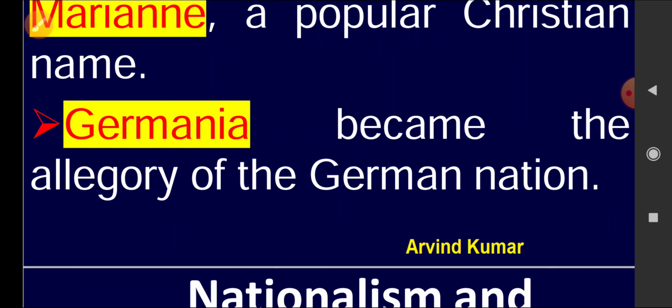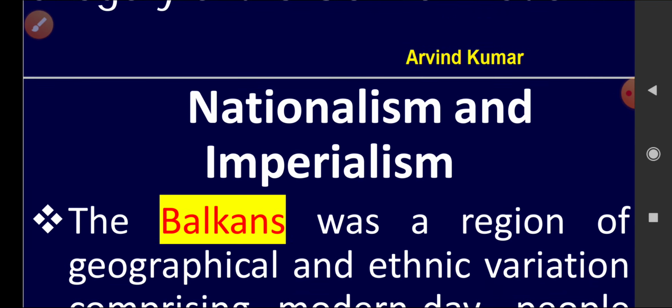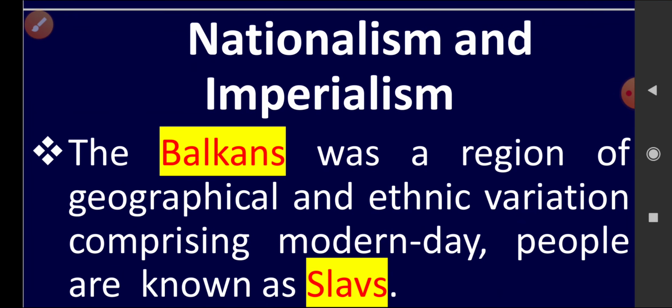The last and most important part of this chapter, part 6, is Nationalism and Imperialism. Regarding nationalism, I told you that it is the feeling of love for the nation. When there is a feeling of common identity, that is considered nationalism. Whereas imperialism refers to the establishment of control by a powerful nation over a poor or other country.